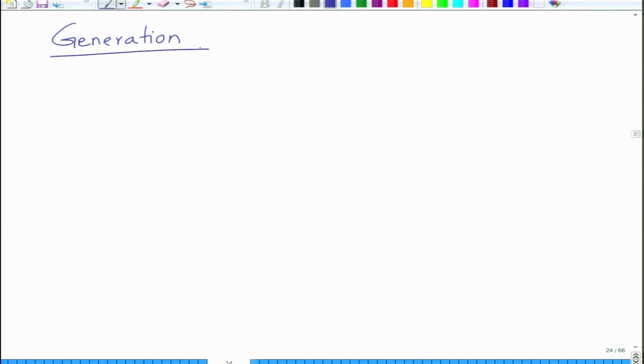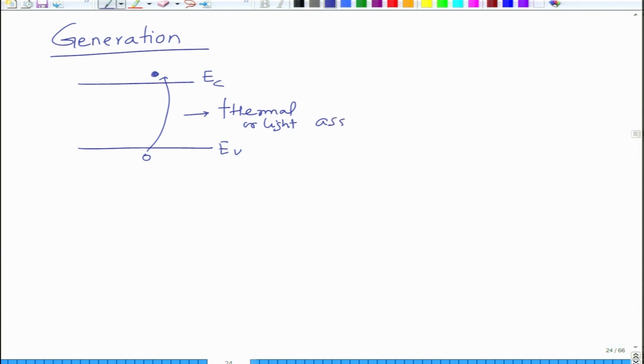Okay. So generation happens first because of thermal generation. So you have EC, EV for a band diagram of a semiconductor. An electron here gets excited, creating an electron and leaving a hole. Okay, so this is thermal excitation, thermal or light assisted generation. This is what happens in solar cells.